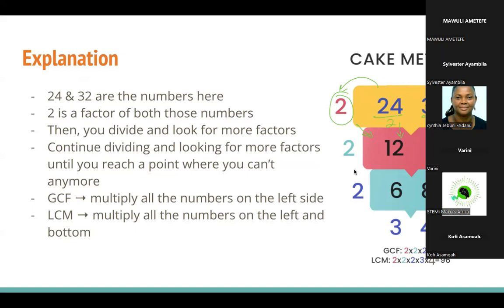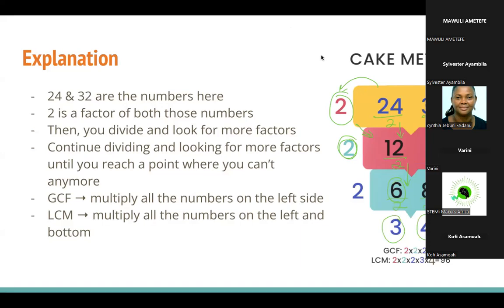And then let's look for another factor. Another factor could be 2. So let's say we take out 2 again. If we take out 2, we're going to divide by 2 over here, and we're going to get 6 and 8. Then we're going to divide again and take out another 2, so we get 6 divided by 2 and 8 divided by 2, which gives us 3 and 4, which no longer have anything in common.